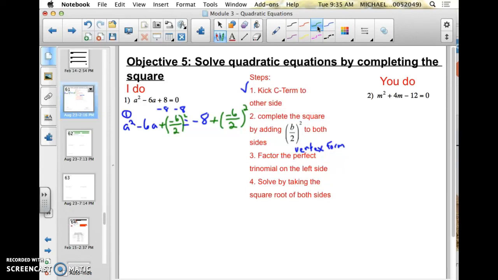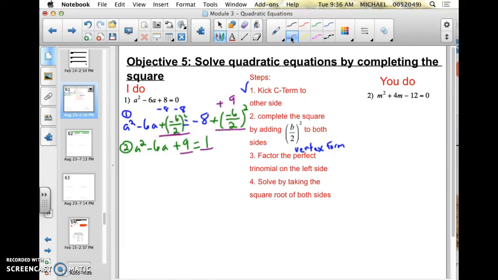Now, to finish step 2, I'm going to actually write my new equation. I have a squared minus 6a. Now this math, negative 6 divided by 2 is negative 3. Square that is a positive 9. So technically I'm adding 9 to both sides. Half the b term squared in this case is 9. Equals negative 8 plus 9 is 1, a positive 1. So all I did, I changed this piece to 9, and negative 8 plus 9 is 1. That's how I got that 9 there and that 1 there.